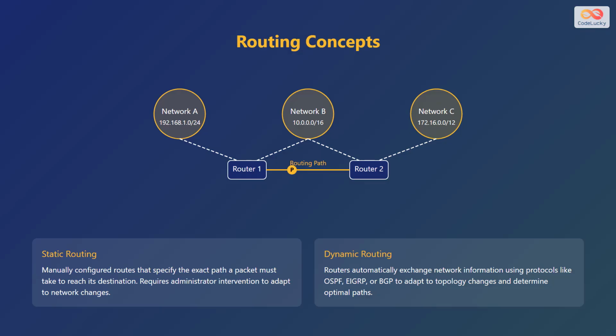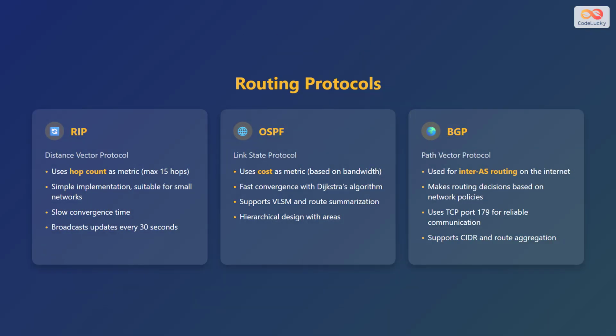Second is dynamic routing, where routers automatically exchange network information using protocols like Open Shortest Path First, Enhanced Interior Gateway Routing Protocol, or Border Gateway Protocol to adapt to topology changes and determine optimal paths. Let's explore some key routing protocols.